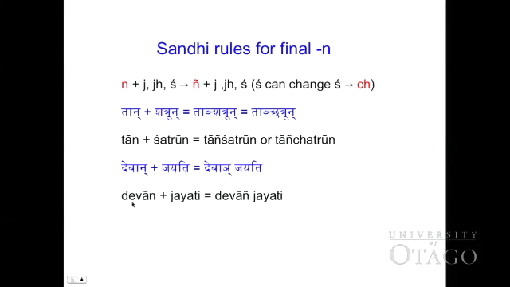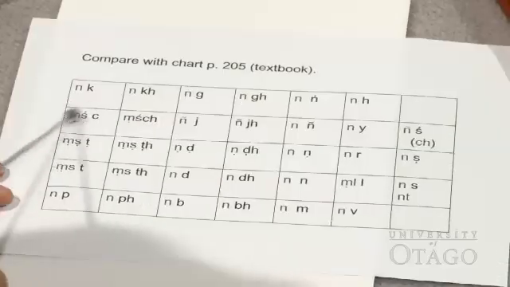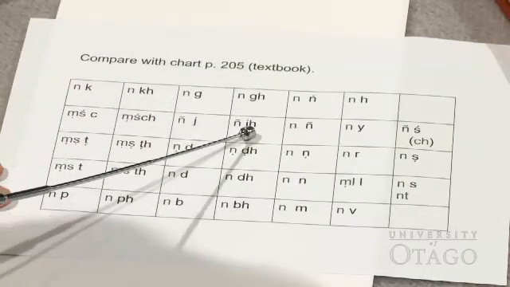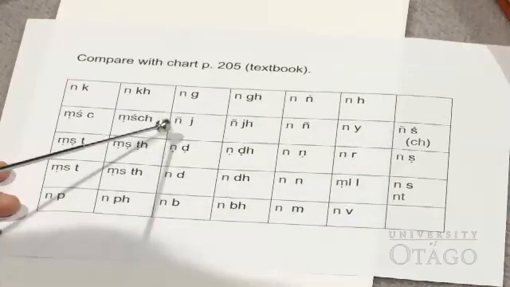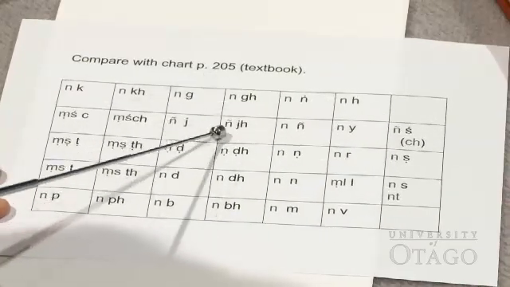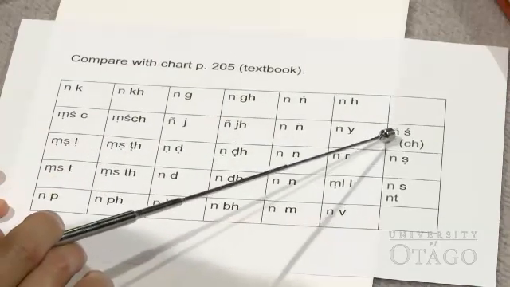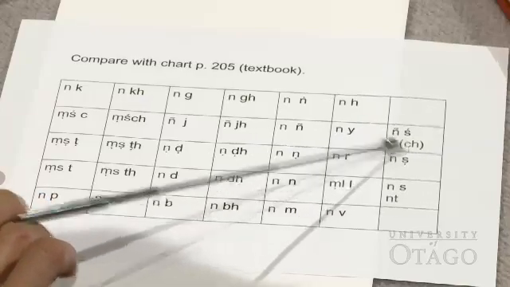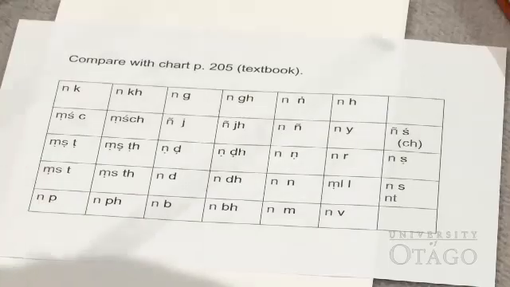Another one, Devan Jayati. So change N to Ya. It will be Devan Jayati. This is Rule number 2. If you see from the chart, this is Rule number 1, Rule number 2 is this one. 1, 2, and 3. Change N to Ya, and you can change S that to ch. This is Rule number 2.